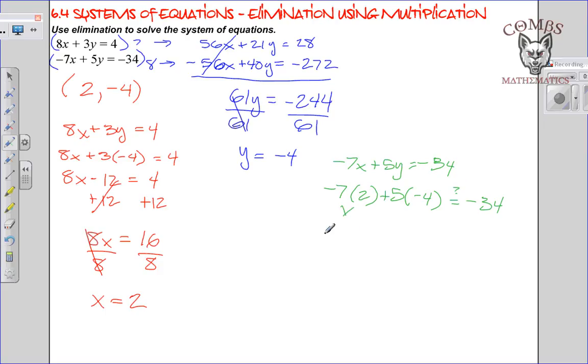Negative 7 times 2 is negative 14, and positive 5 times negative 4 is negative 20. Does that really equal negative 34? Following our integer rules, negative 14 minus 20 does indeed give you negative 34. So our solution of positive 2, comma negative 4 checks out.